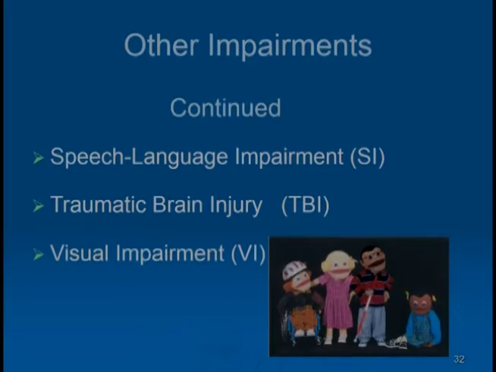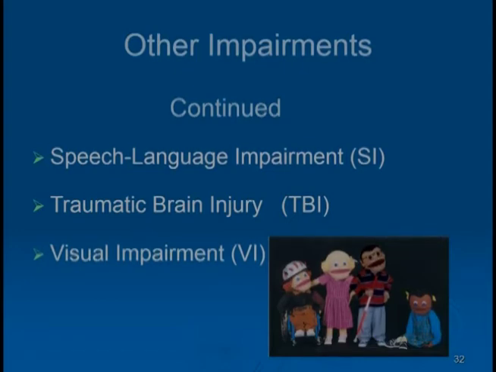Traumatic brain injury refers to an injury to the brain after birth caused by an external physical force, which results in a disability that adversely affects the student's educational performance. A student with this type of injury may require special seating, a protective helmet, or other special adaptations. A behavior management plan may also be in place.